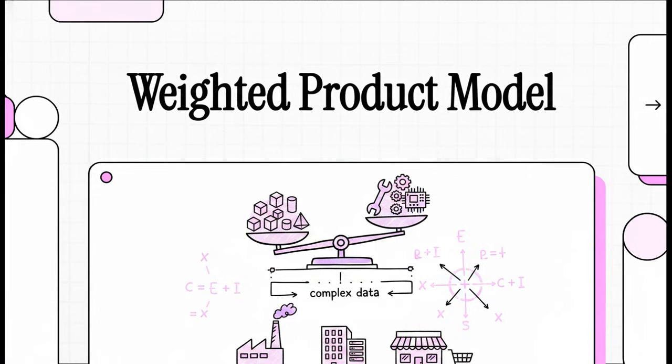In this explainer, we're going to unpack a truly elegant mathematical tool designed for complex decision-making. We're talking about the Weighted Product Model, or WPM. Whether you're an engineer selecting materials, a developer architecting software, or a business leader comparing vendors, you've probably faced data that simply doesn't want to cooperate. Well, today, we are going to learn exactly how to make it cooperate.